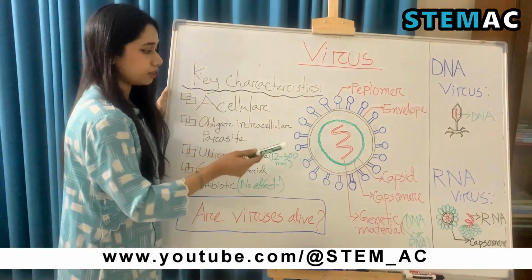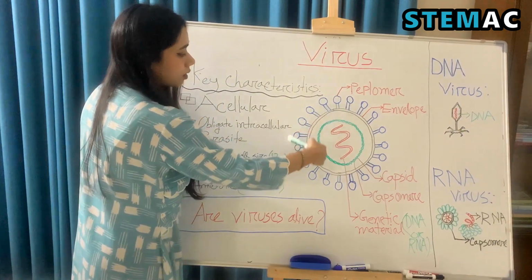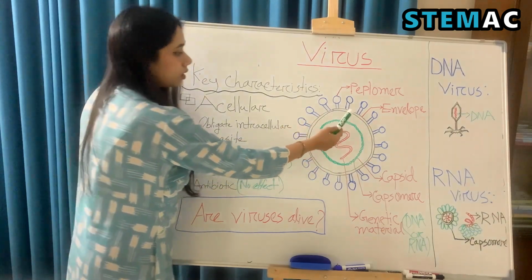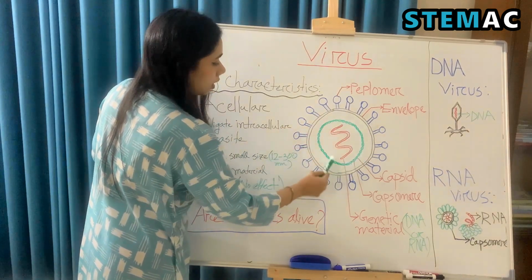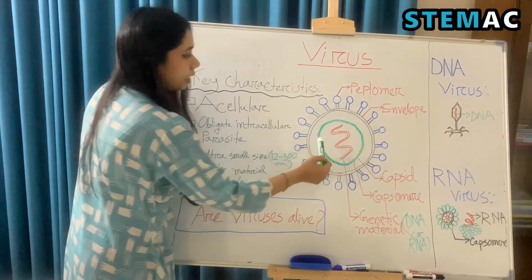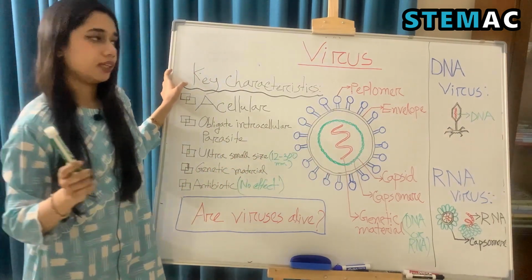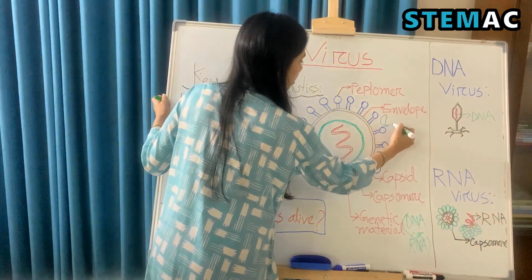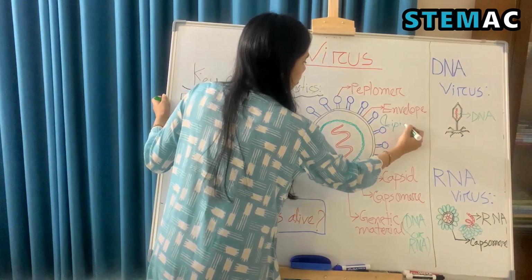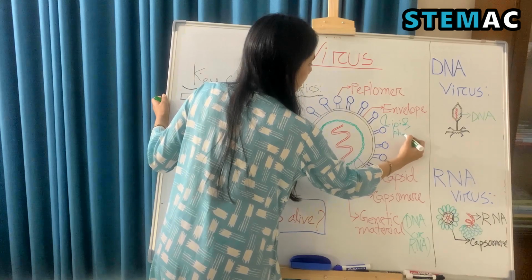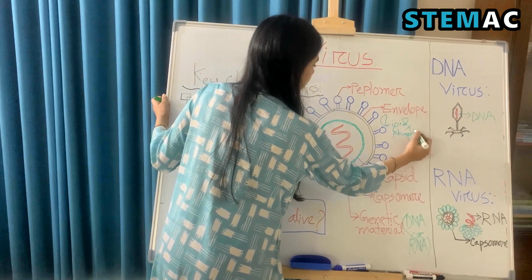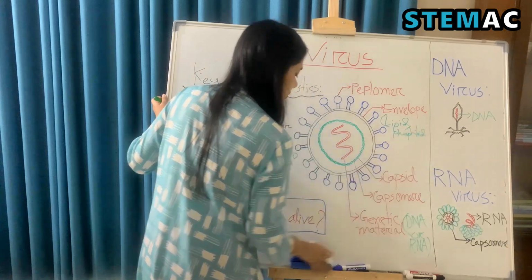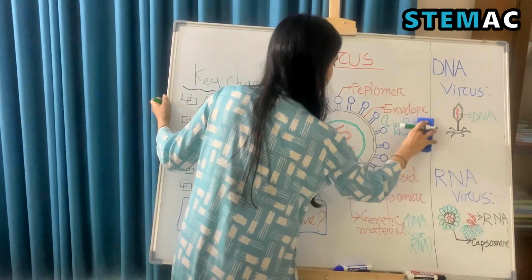Now some viruses may have an outer envelope. This envelope here is mainly made of a lipid or phospholipid. So they are mainly made up of lipid or phospholipids, right? Phospholipids.